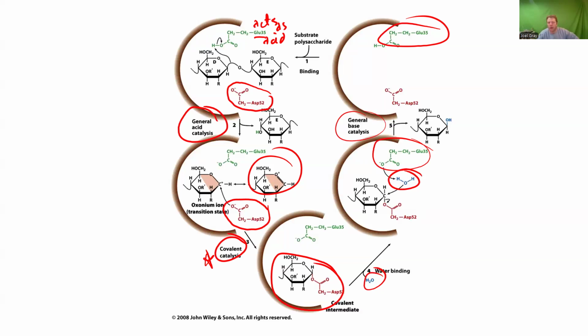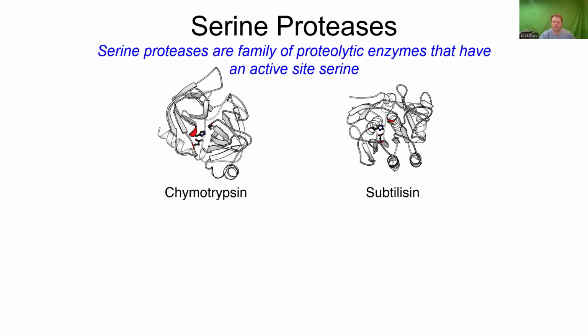Now, for you guys, what I would do is show you a step like this. I'd capture that whole thing and say, what is glutamate 35 doing? It's acting as an acid. Okay. What about aspartate 52? Well, it's acting as a nucleophile to establish a covalent bond. Those are the sorts of questions that I would ask.